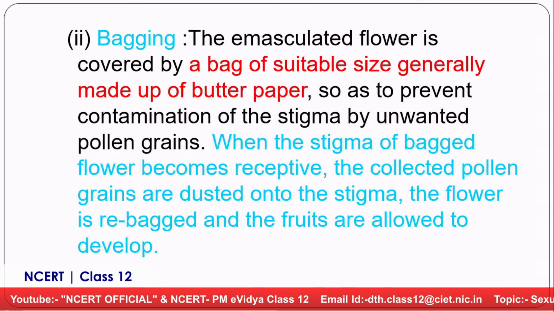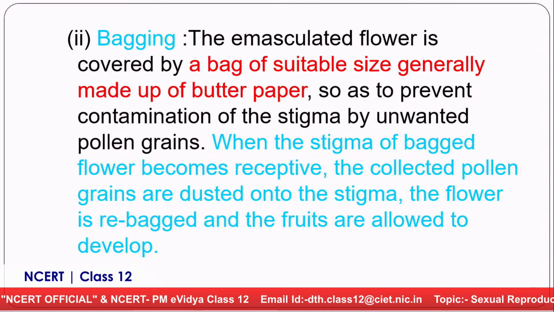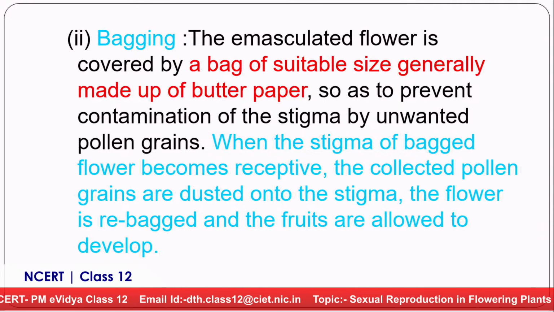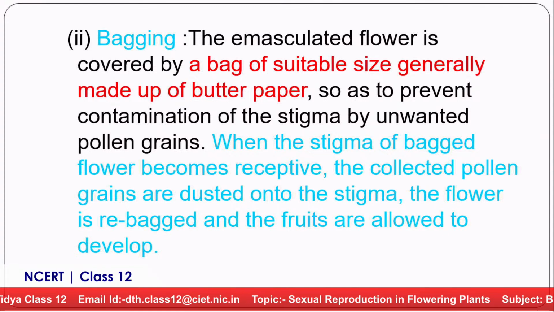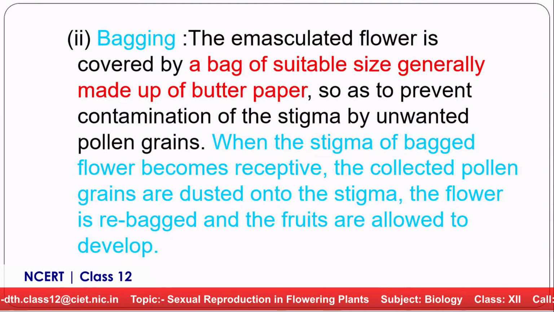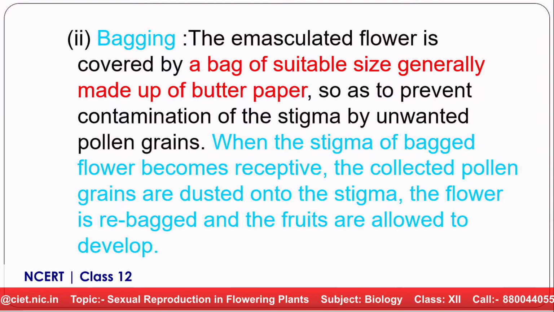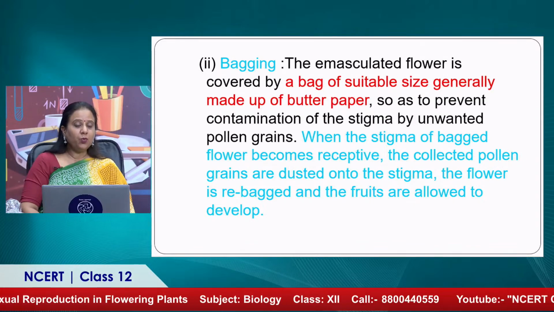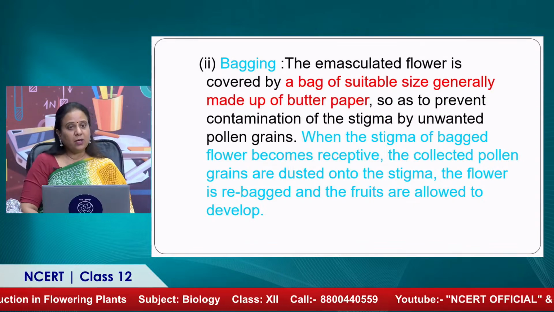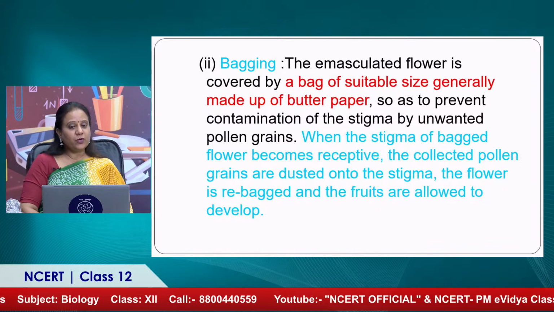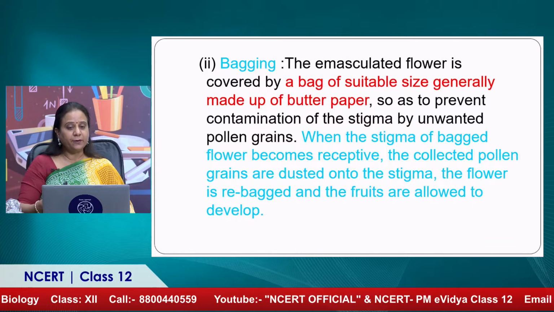Now the second step, where I did the bagging. So what is bagging? The emasculated flower is covered by a bag of suitable size, generally made up of butter paper, so as to prevent contamination of the stigma by unwanted pollen grains. So that no unwanted pollen grain falls on our stigma. So that we need to bag it.